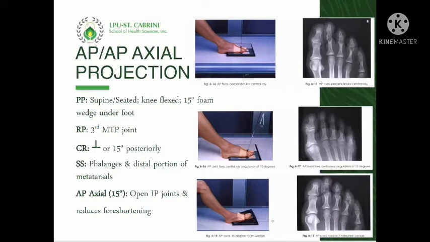If the demonstration of the interphalangeal joint space is critical, we perform the AP axial projection. With the same patient position, we place a 15-degree sponge wedge under the foot and rest the toes near its elevated base. If a foam wedge is used, we direct the central ray perpendicularly through the third metatarsophalangeal joint. If there's no foam wedge, we can direct the central ray 15 degrees posteriorly through the third metatarsophalangeal joint. An AP axial projection opens up the joint spaces and reduces the foreshortening.